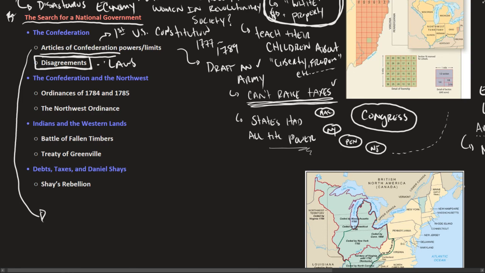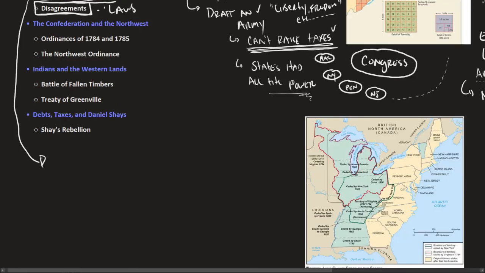here's what we need to say. All right, this is what it boils down to. The Articles of Confederation government was a failure, and it was too weak to function.